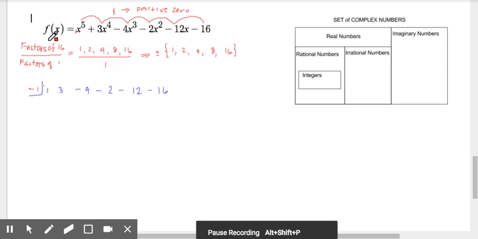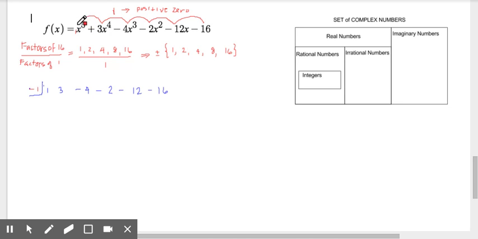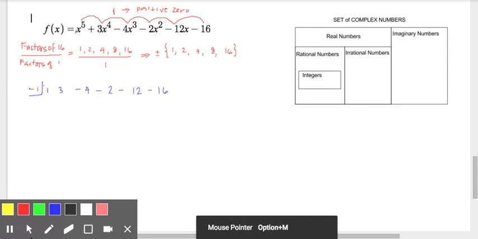We want to find the zeros of f of x, which is a fifth degree polynomial, meaning we are going to look for 5 zeros. We'll look at the sign changes, and there's one sign change. Therefore, there should be one positive zero. And so we're expecting to find 4 negative zeros.